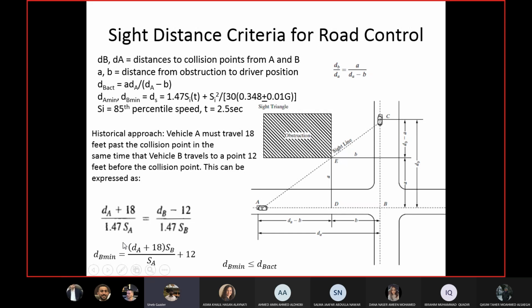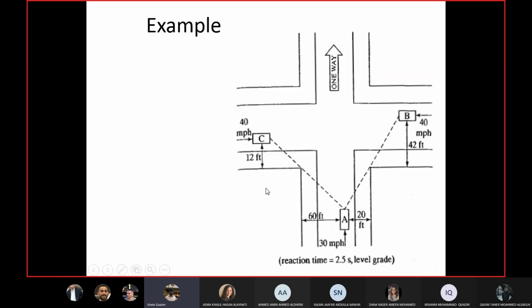And this is basically d upon s, to give you the time. So you can calculate dB minimum from this equation as well, and dB minimum should be less than or equal to dB actual. The minimum which you require should be less than or equal to the actual which you have. I think I mixed up the minimum and the actual, I reversed it. Anyways, let us look at an example here.